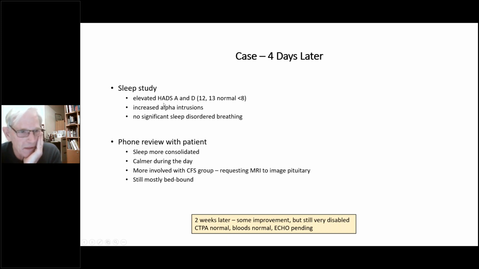As part of the sleep study, at Royal Melbourne, we routinely do an anxiety depression symptom score, and she ranked highly on both HADS A and HADS D, confirming the clinical impression of a mood disorder. And the sleep study was otherwise normal, except this relatively non-specific abnormality of increased alpha intrusions, which can occur in people with chronic fatigue, but can occur in other settings. And after a week of all the drugs that she was taking, her sleep was more consolidated.